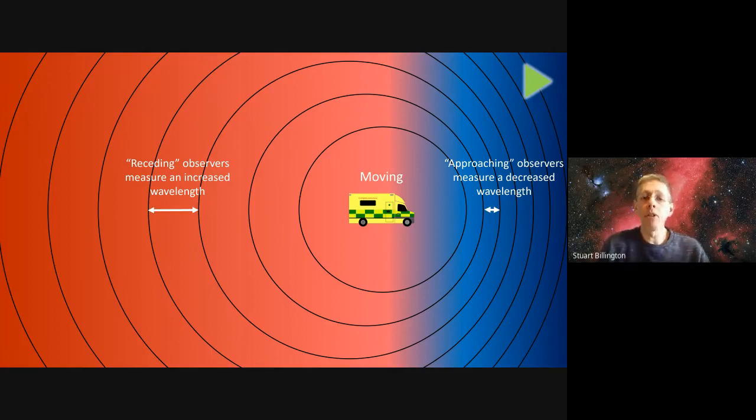So as the ambulance rushes towards you, you hear this short wavelength, high frequency sound. But as the ambulance rushes away from you, you hear this long wavelength, low frequency sound. It's called the Doppler shift. And it has been known about for about 250 years.